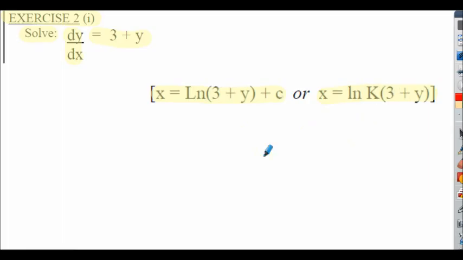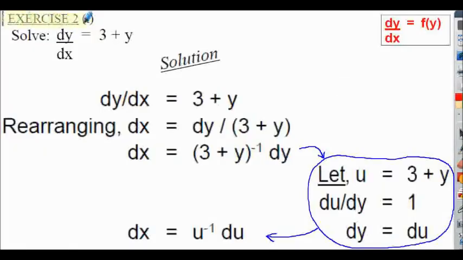If you think you can attempt this question without further assistance, I would encourage you to stop the presentation and do so now, but the full worked solution will be shown on the following slides. So here's exercise 2, part 1. We're asked to solve dy by dx is equal to 3 plus y. So I've just stated the equation here, single line formatting.